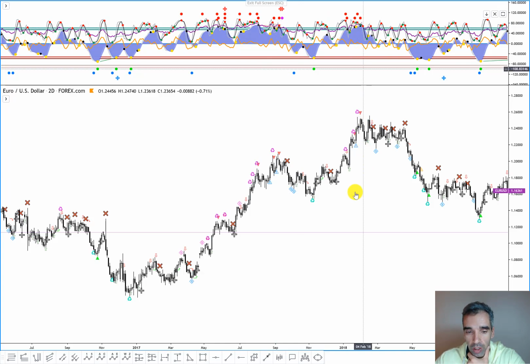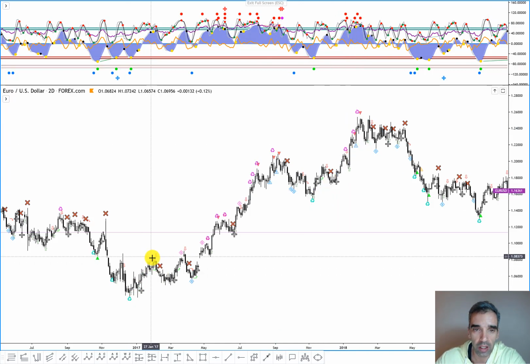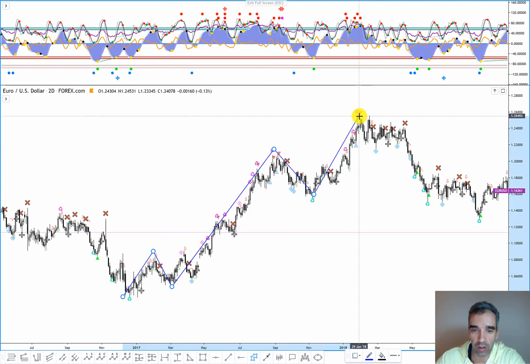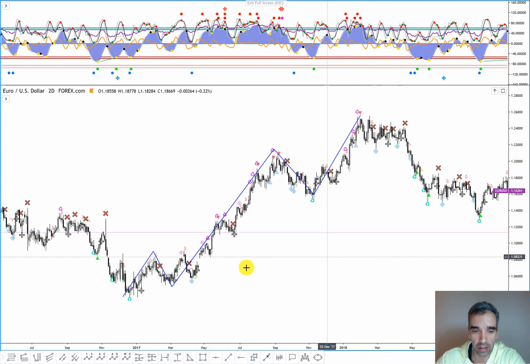You see that we finish here 1, 2, 3, 4, and 5, and we can always check that by measuring using our measuring tools, etc. But here you can see that we have a complete 5-wave structure. So 1, 2, 3, 4, and 5. The same. You see, very easy to spot and check this.